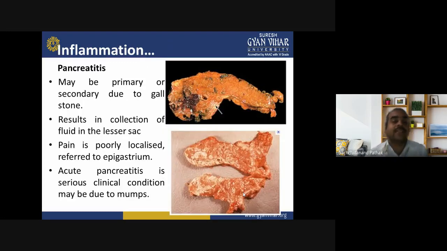Inflammation in the pancreas causes pancreatitis. It may be due to gallstones or due to mumps. That will cause epigastric pain and fluid collection in the lesser sac.